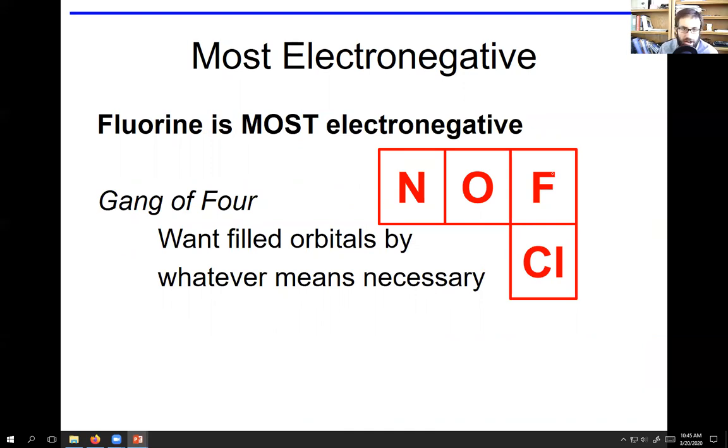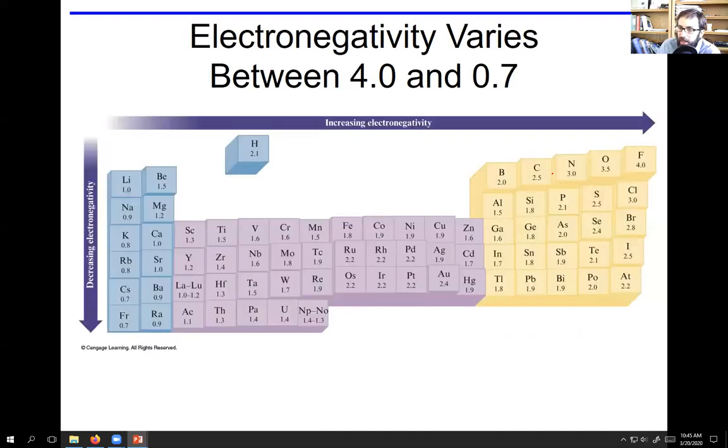These four, nitrogen, oxygen, fluorine, chlorine, have the highest electronegativities known. They want to fill their orbitals by whatever means necessary. They want to gain electrons when they're in a compound. So the scale that's used varies between 0.7 and 4. You might think that's kind of weird. Why? Linus Pauling calculated it this way. I guess he could have changed the numbers to whatever he wanted, but it's just what everybody uses now.